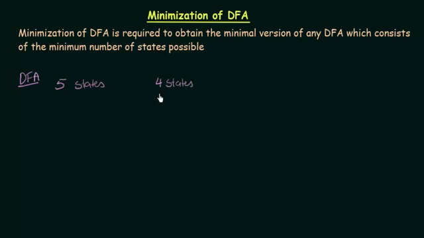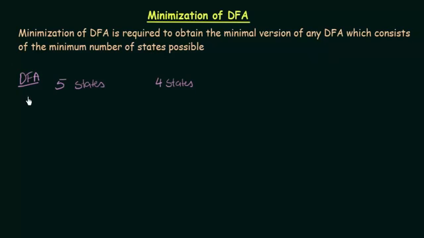Both the DFAs are correct, both the DFAs perform the exact same task, but one of them is designed using 5 states, another is designed using 4 states. Here we see that the same DFA can be designed using a lesser number of states. Now, which one do you think is more efficient? 5 states DFA or the 4 states DFA? Obviously it will be the one with the lesser number of states. So we want to design the DFA using the minimum number of states possible. That is known as the minimal version of any DFA.